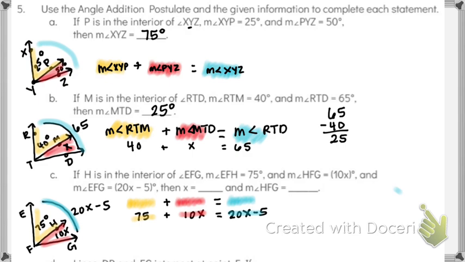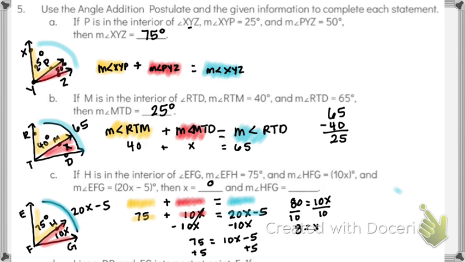Now for this one right here, I noticed that there's no distribution, so move on to your next step, which is getting x on one side. Let me get that x on one side by subtracting 10x on both sides. When I do that, I got 75 equals 20 minus 10 is just 10x minus 5. And I get rid of that minus 5 by adding 5 to both sides. When I add 5 to both sides, I get 80 equals 10x. To get the x by itself, I'm going to divide by 10 on both sides. X equals 8. Okay?